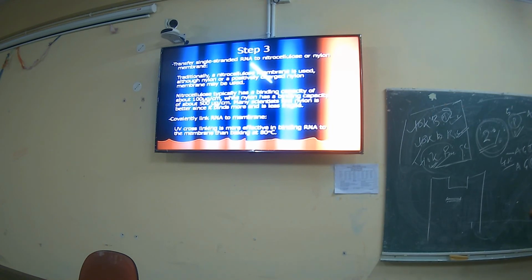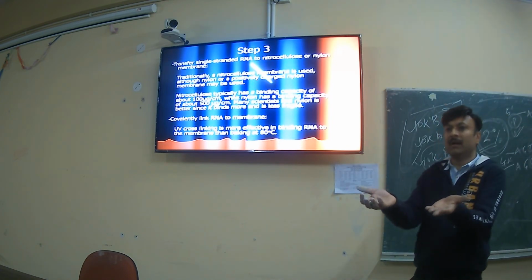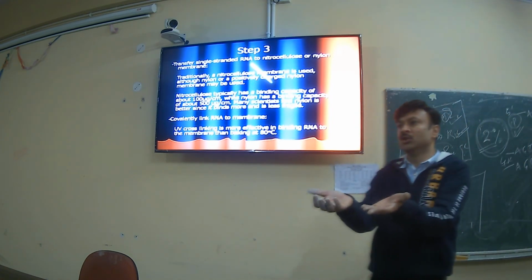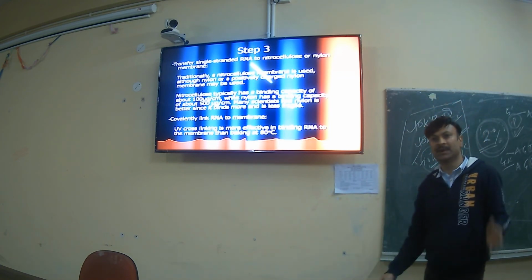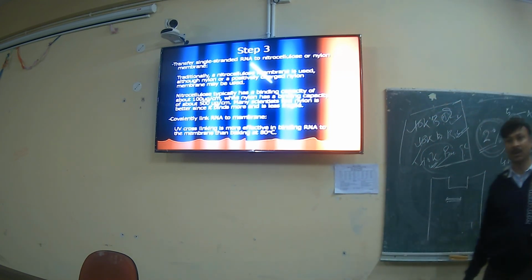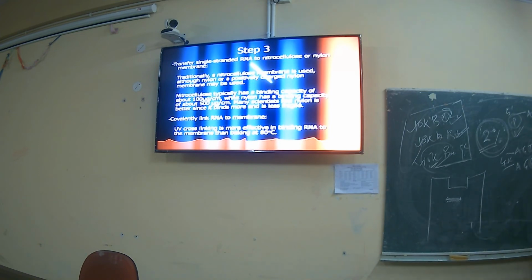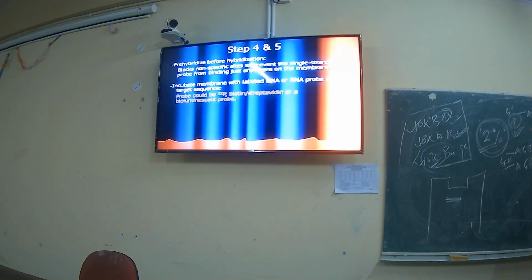So you can perform general UV cross linking, whereas in Southern blot you use 80 degrees to fix the DNA strand on the nitrocellulose membrane. Here you can use UV rays for cross linking. You put the membrane under the UV lamp or UV transilluminator, and your RNA band will be fixed on the nitrocellulose or nylon membrane. So you don't need to bake the nylon membrane at 80 degrees Celsius.